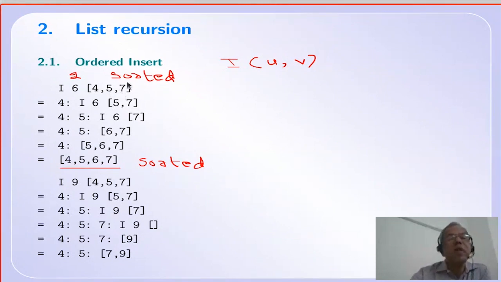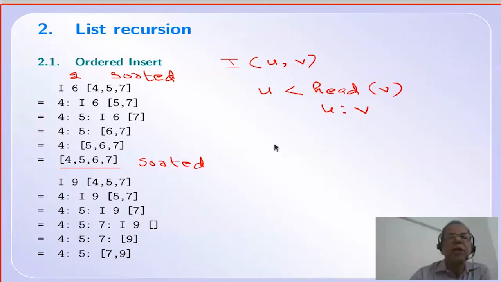Oh, that gives us an idea. If U is less than the head of V, what should we do? U should be prepended to V. That is the result.